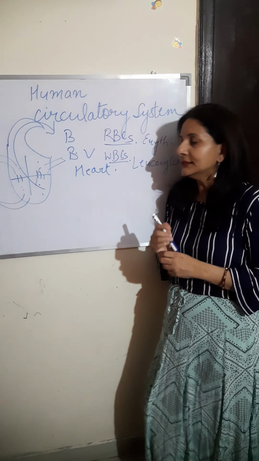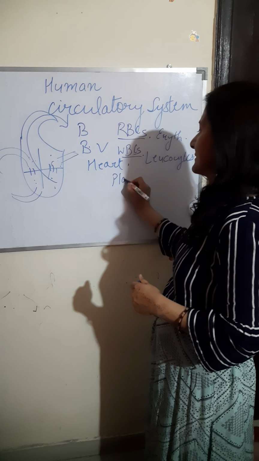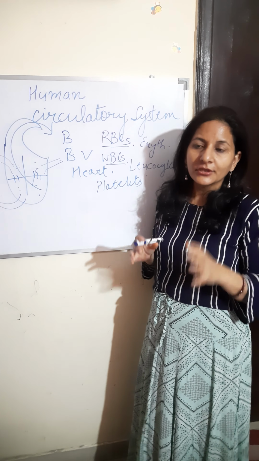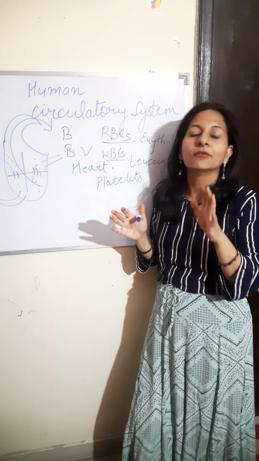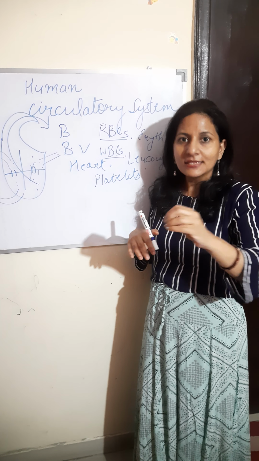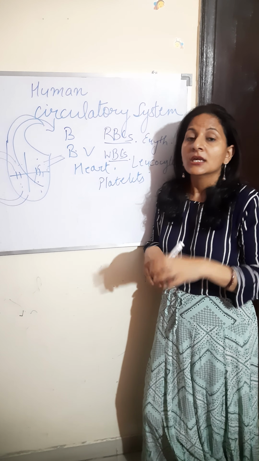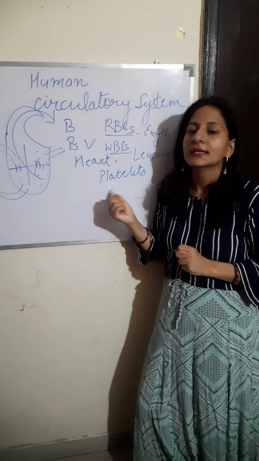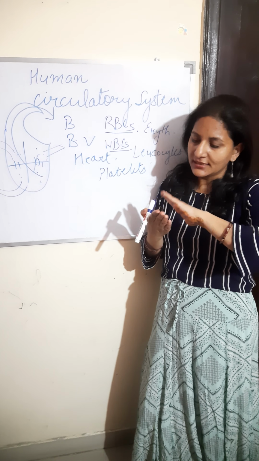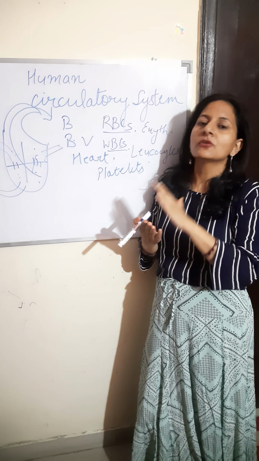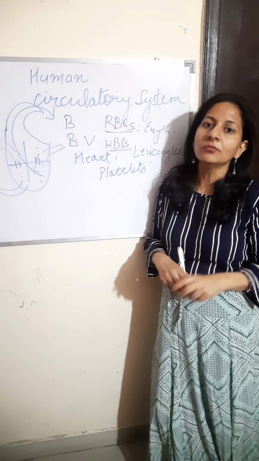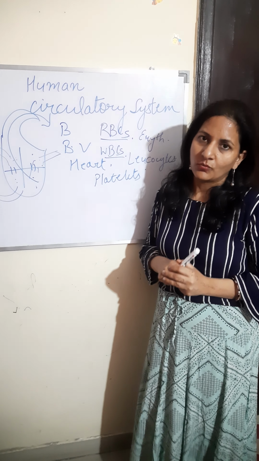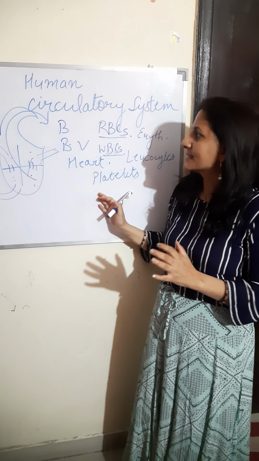The third cell is your platelets. Platelets are also called thrombocytes. Now whenever you have a wound or an injury and blood is flowing from that injury, a thrombus is formed, a clot is formed because of the presence of these platelets. The blood stops flowing because these platelets form a thrombus over it, and that's why platelets are called thrombocytes. I hope this is clear to you.